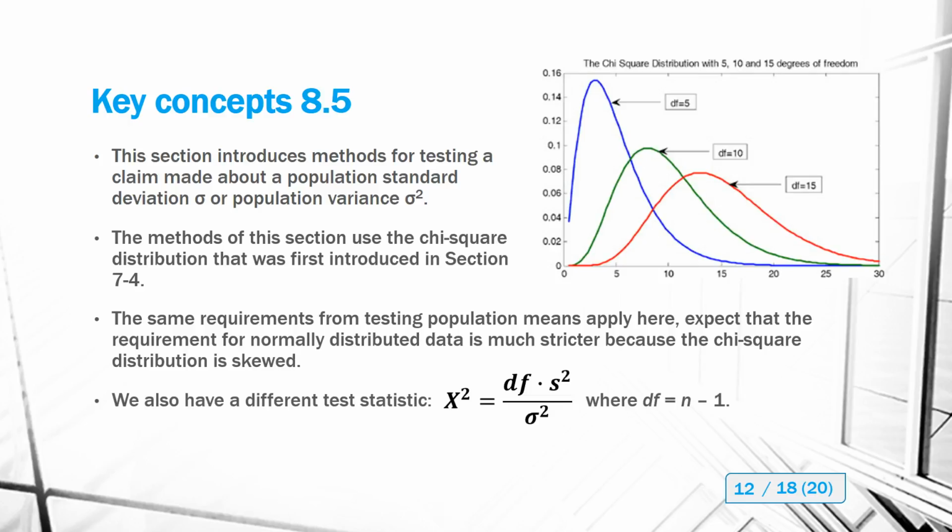We also have a different test statistic, a chi-squared value that we're going to calculate. So we take the degrees of freedom, multiply by the sample variance, divide by the population variance, and that gives us our test statistic. Remember that DF is abbreviation for degrees of freedom, and the degrees of freedom is 1 less than the sample size.